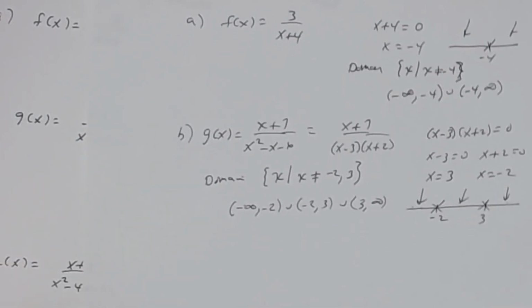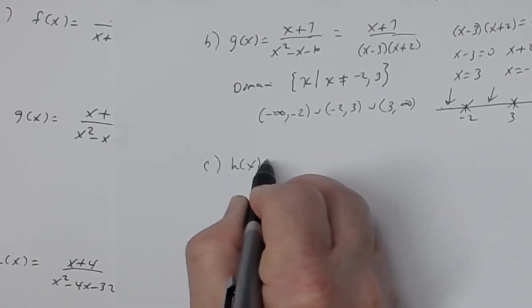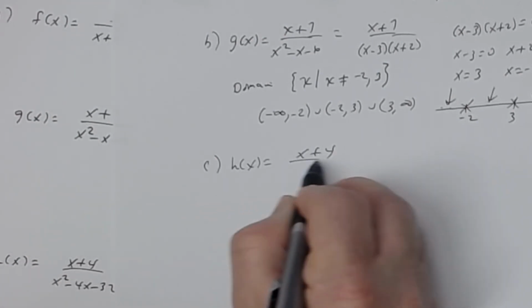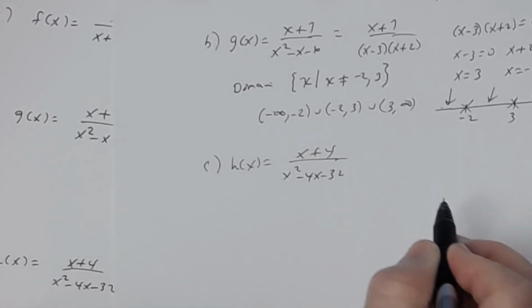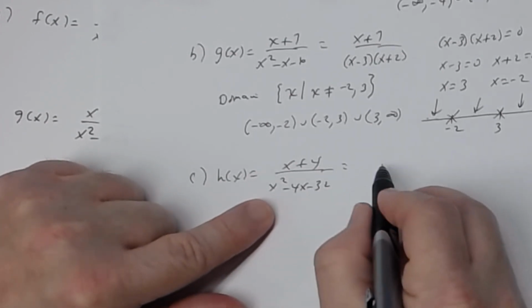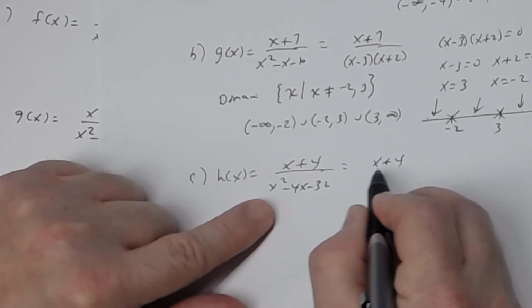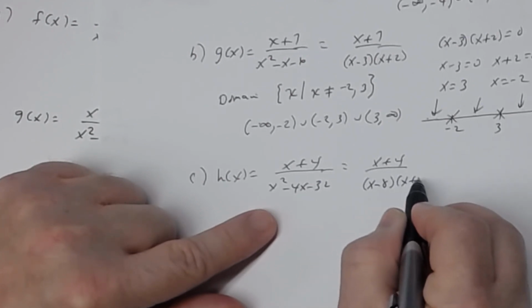For C, we have this. So for C, you have h of x is equal to x plus 4 divided by x squared minus 4x minus 32. All right, and so when we factor the denominator, you always want to factor the denominator. You're going to get x plus 4 divided by, and when I factor this, I'm going to get x minus 8 times x plus 4.